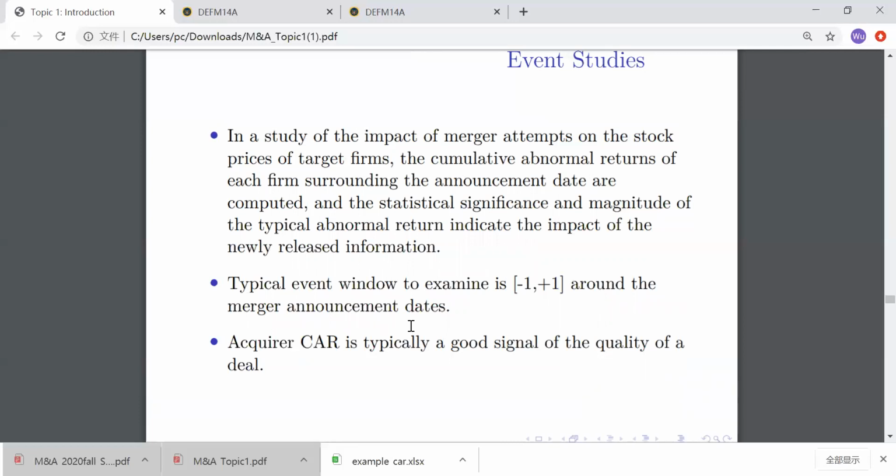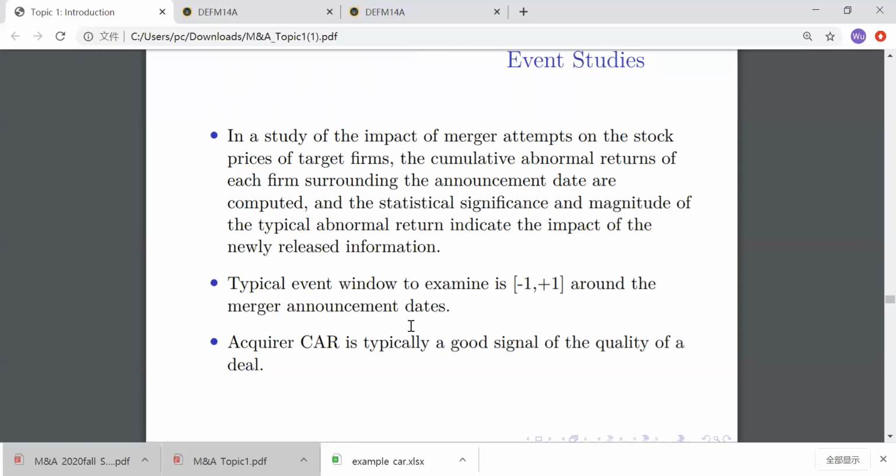And the typical event window here is to examine -1 and +1, right? And this is the window around the merger announcement dates, right? In that case, when we look at target CAR and also acquirer CAR, typically the target cumulative abnormal return reflects how much the acquirer pays to the target shareholders, right?